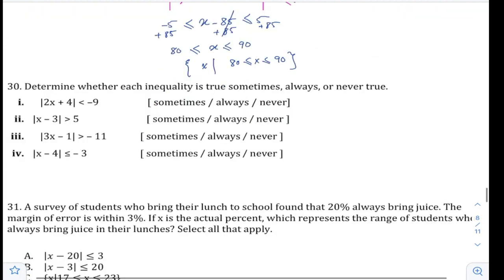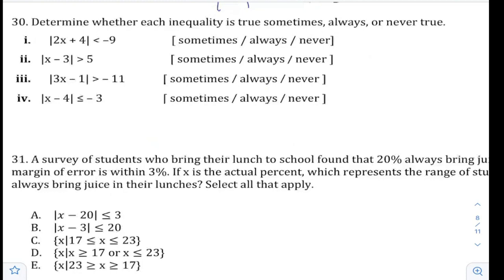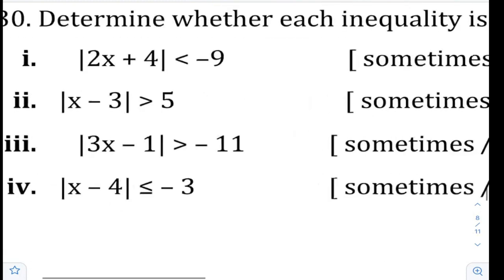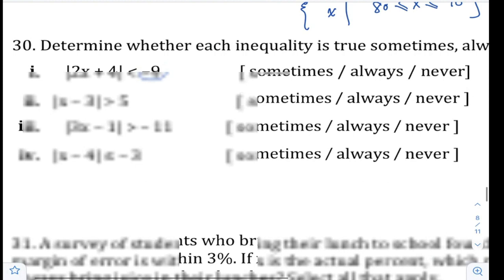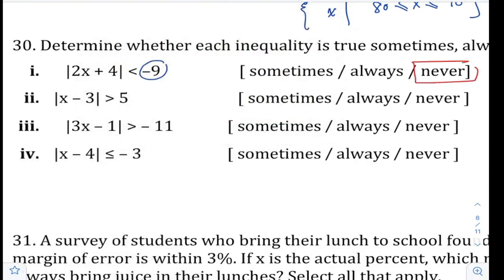Let's see those inequalities. It's a nice question. Determine whether each inequality is true, sometimes, always, or never true. Let's see the first one. Absolute value less than negative number. Can this happen? Never. So this will be never true. Let's use the red color. It is never true because the absolute value is always positive.